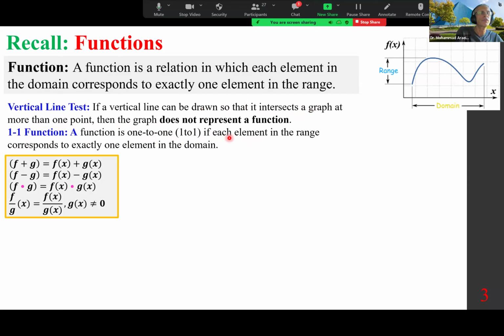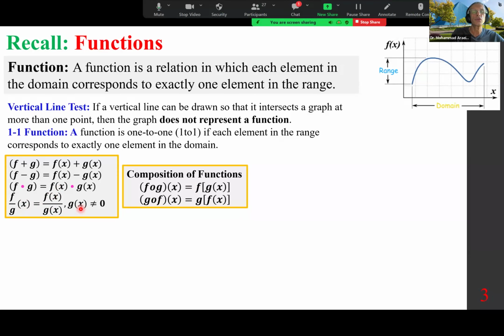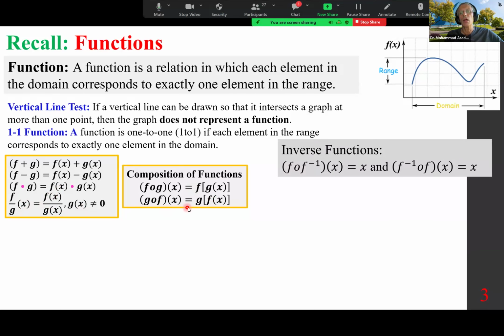Algebra of functions. f plus g is called the sum function, f of x plus g of x. f minus g is f of x minus g of x. fg is f of x times g of x, and the quotient function f over g is f of x over g of x. Needless to say, the denominator can't be 0. Composite functions, f of g is f of g of x, and g of f is g of f of x. Two functions are considered inverse functions when their composite function is x, meaning f of f inverse equals f inverse of f equals x.